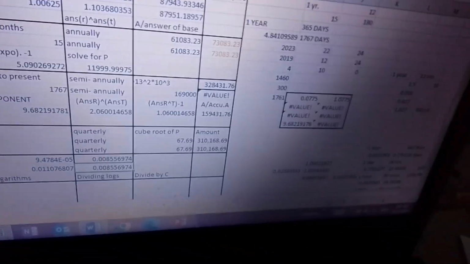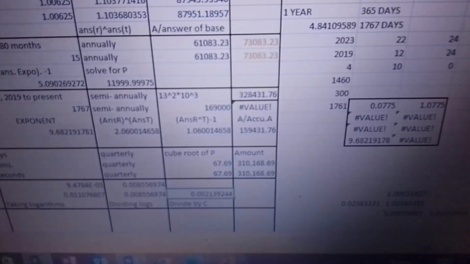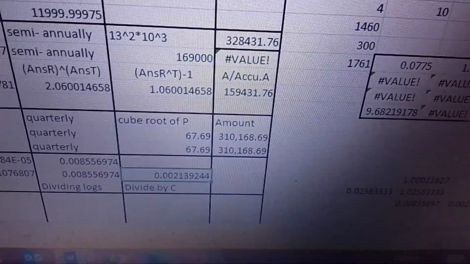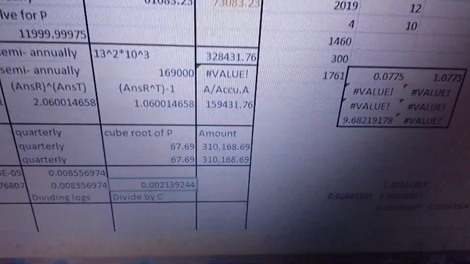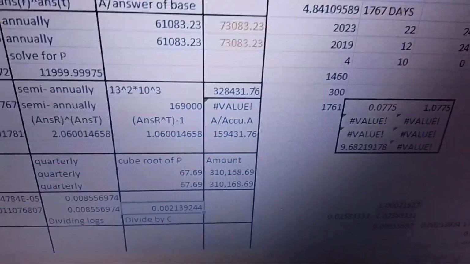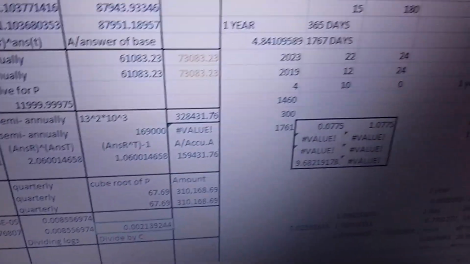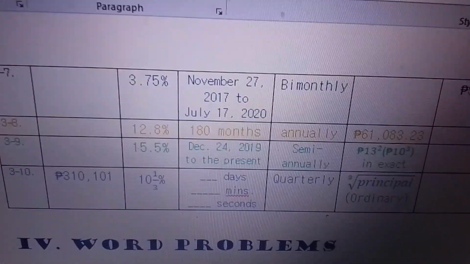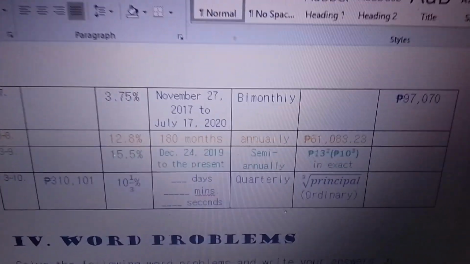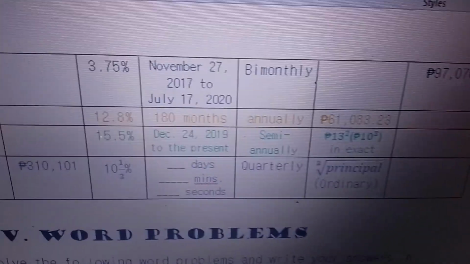And then your answer must be divided by 4. And when you do that, you're supposed to get 0.0021392224. And that's your time, correct? But that is not the time I'm looking for. Because here, the word problem says I want my time unit to be in days, in minutes, and in seconds. So therefore, you're going to have to convert your time units.